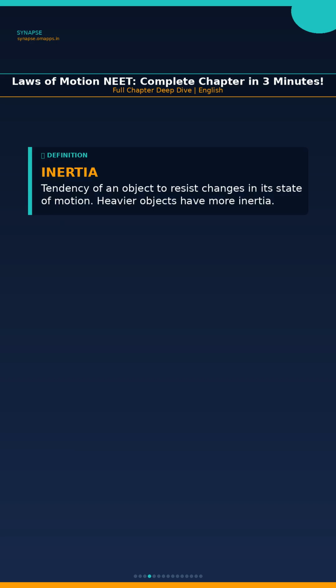Inertia is the tendency of an object to resist changes in its motion. The more massive an object is, the more inertia it has. So, a heavier object is harder to start moving or stop once it's moving.